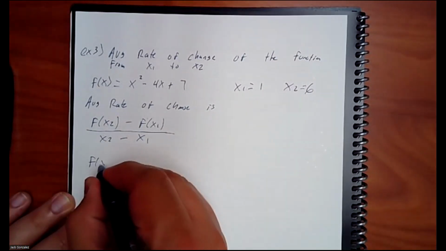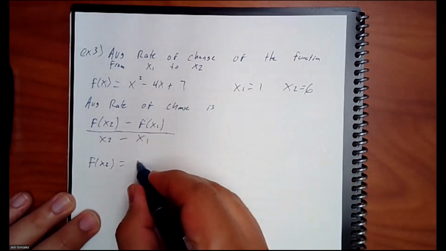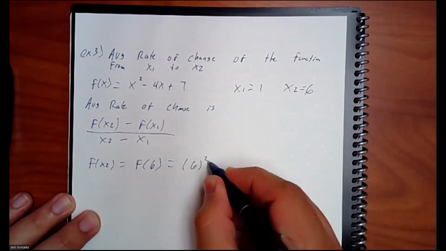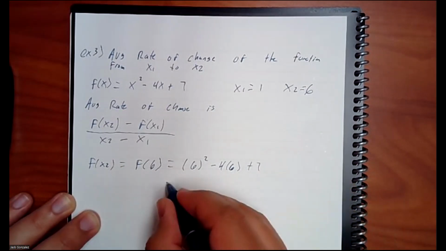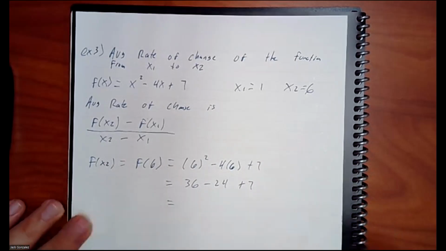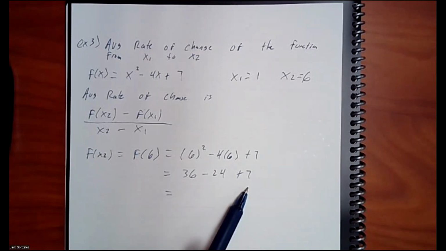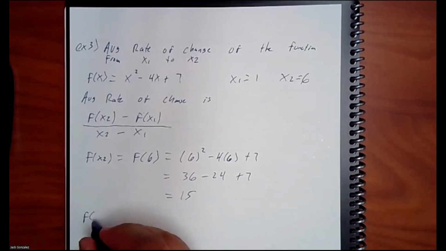So it helps to find these values first before we do anything. f of x2 means plug in x2 into the function, right? That means plug in 6. Let's see what you get. So that'll be 36 minus 24, that would be 12, right? Plus 7. Okay. Now do f of x1.